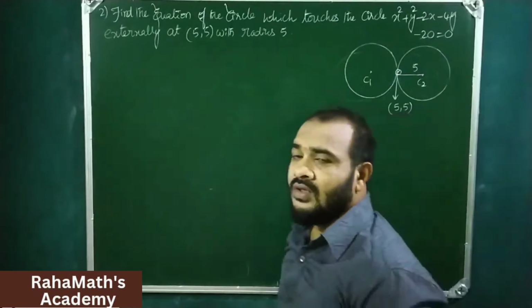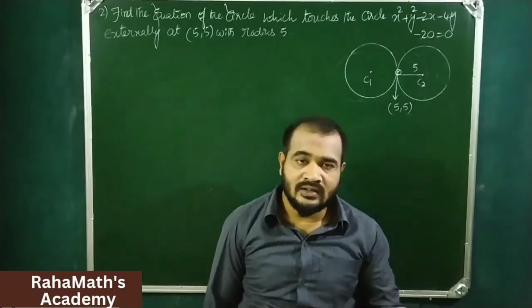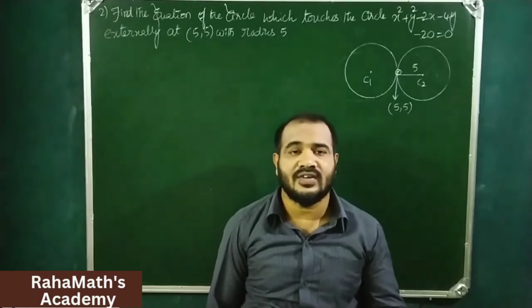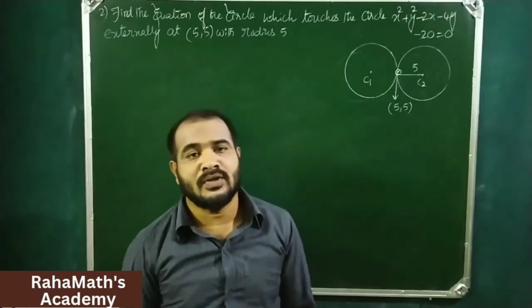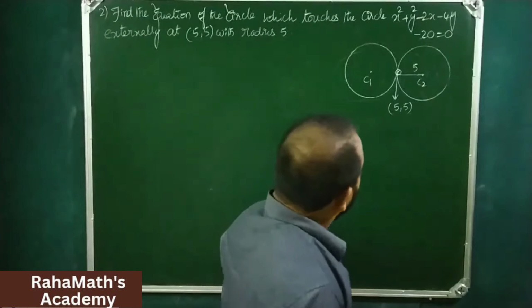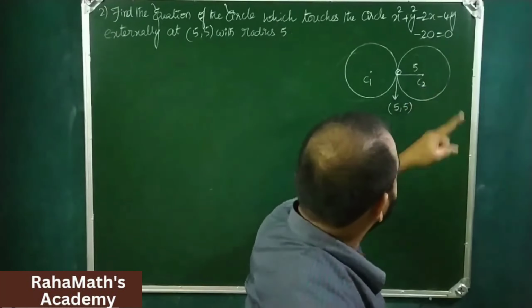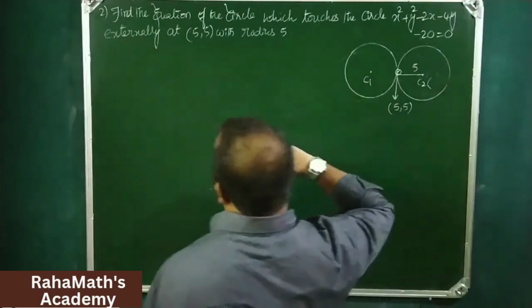That means if we know the center of the circle, center C h comma k and radius r, what is the equation of the circle? x minus h whole square plus y minus k whole square equals r square. That is why we need to find this center. So how do we find this? What is the center of the first circle?